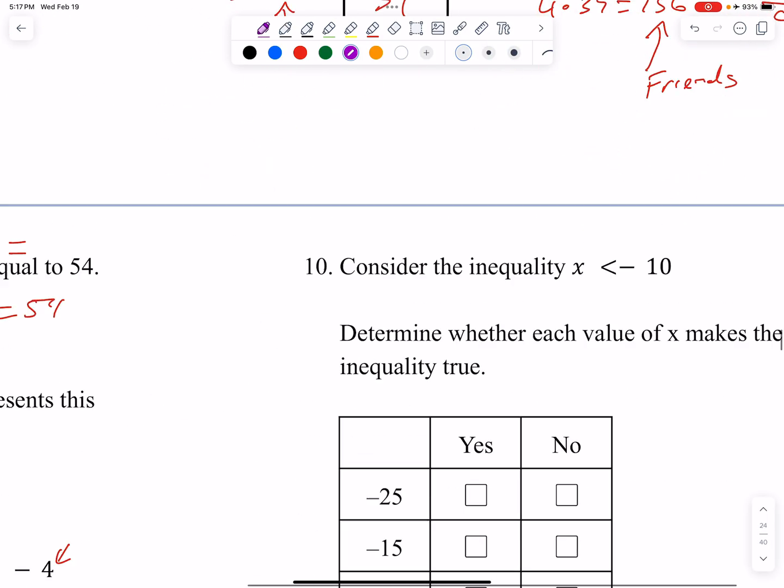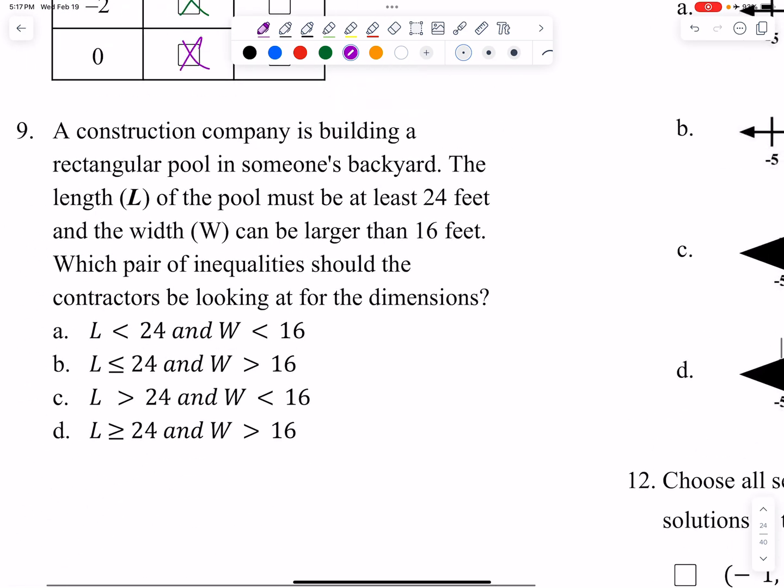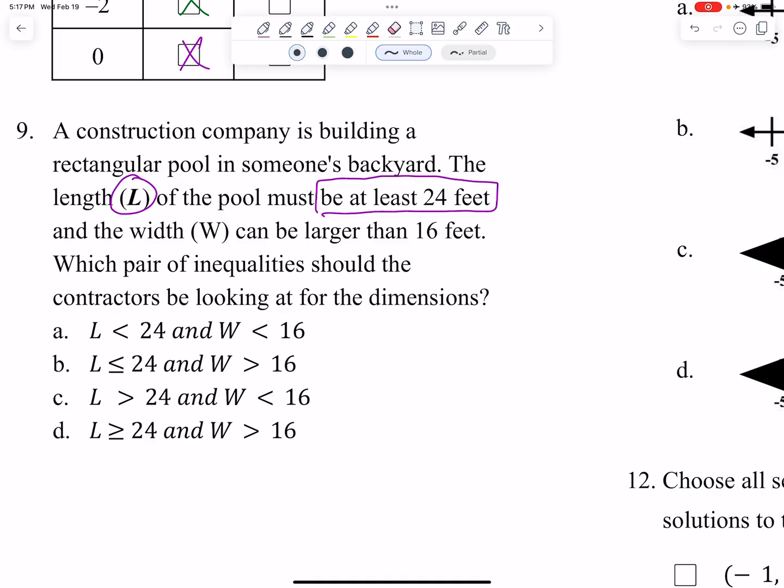Okay. Number 9. A construction company is building a rectangular pool in someone's backyard. Oh, isn't that nice? The length of the pool must be at least, okay, now I got numbers. So L has to be at least 24 feet. So what does that mean? Okay, well, I'll talk about it after. The width of the pool can be larger than 16 feet. Which pair of inequalities should the contractors be looking at for the dimensions?